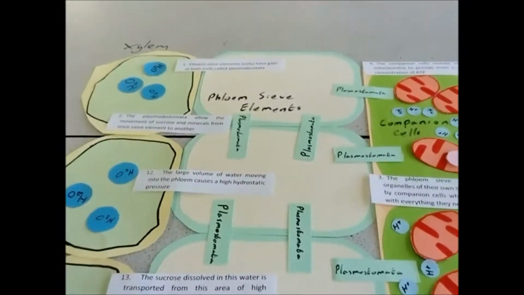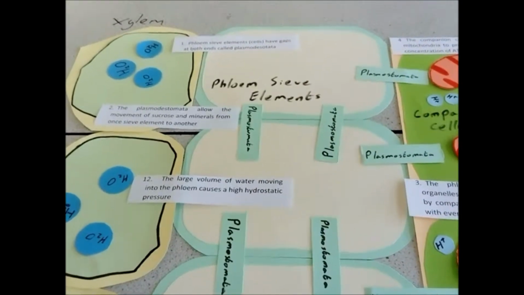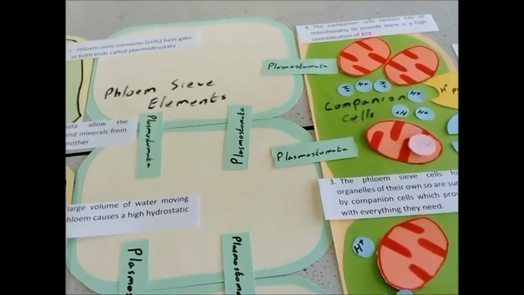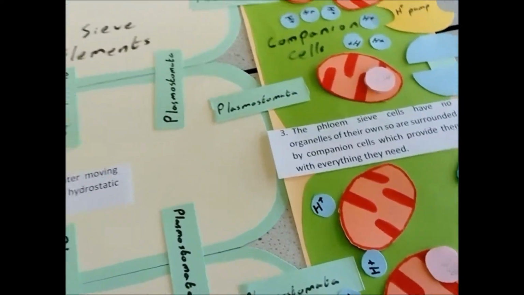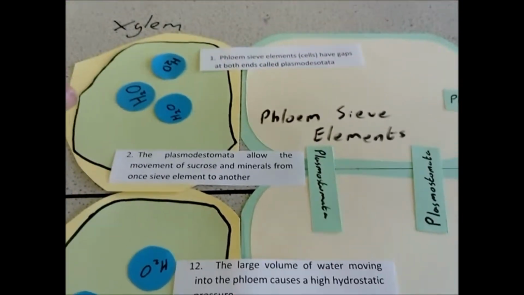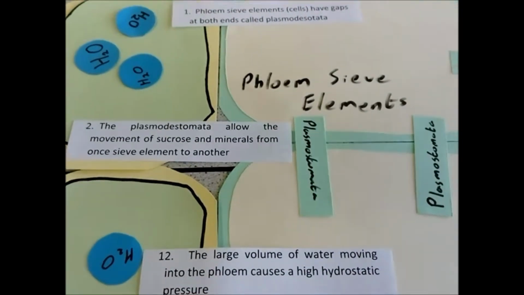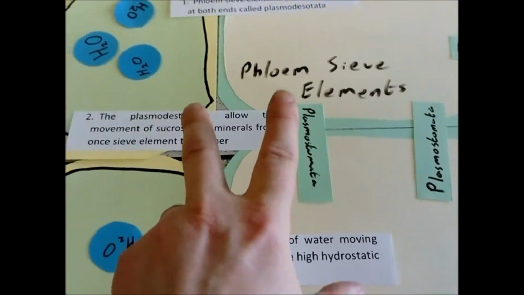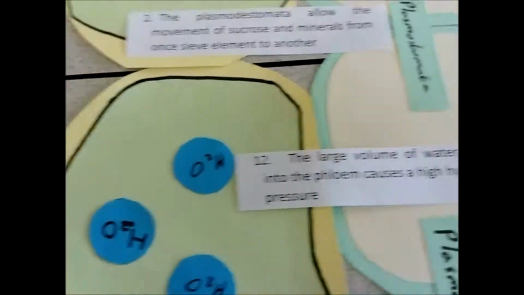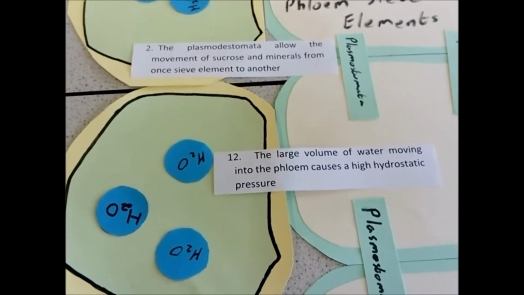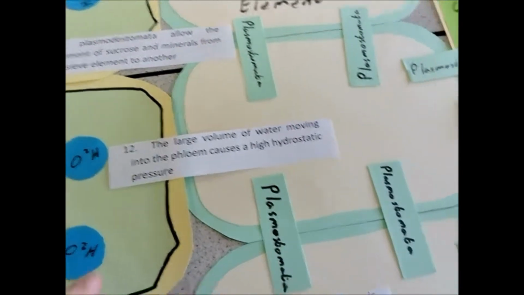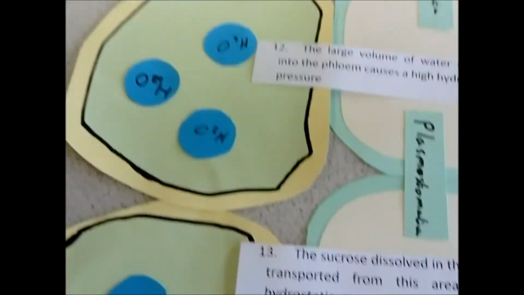Right, so translocation is the movement of sucrose through the phloem sieve element from a source to a sink. We start off, right, so the first thing when you're answering a question that you need to talk about: the phloem sieve elements have gaps at both ends called plasmodesmata. The plasmodesmata allow the movement of sucrose and minerals from one sieve element to another.